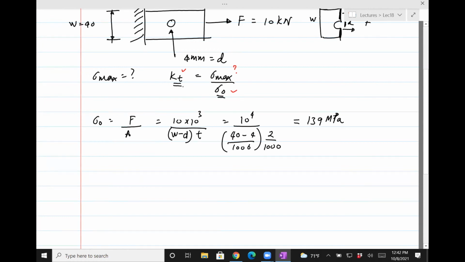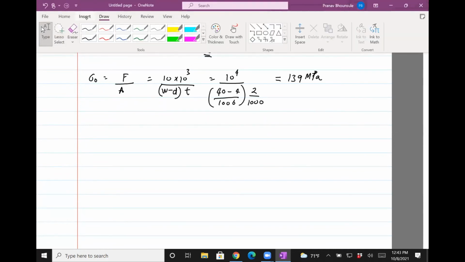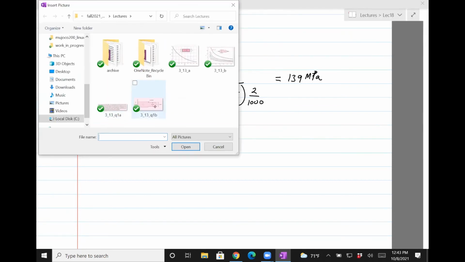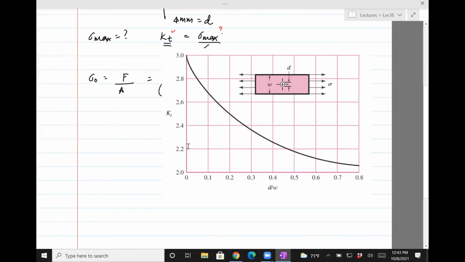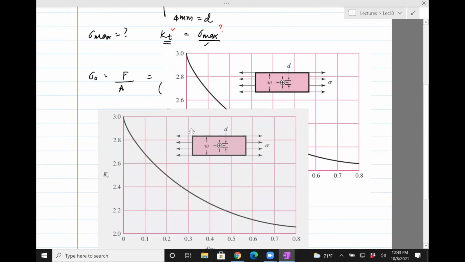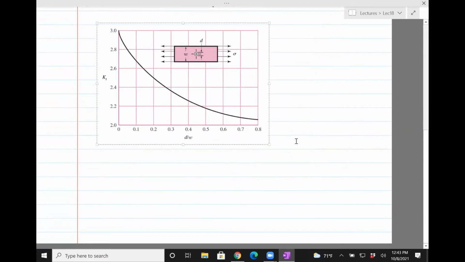Now we need to find KT, and KT is a function of only the geometry. So let me pull that figure from the book for this section. Insert picture, put in this one.